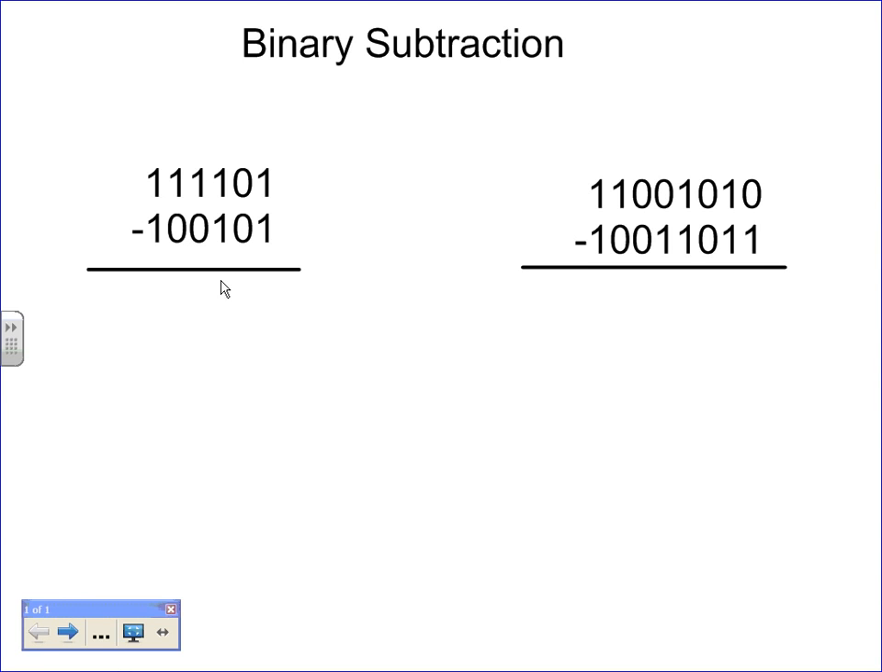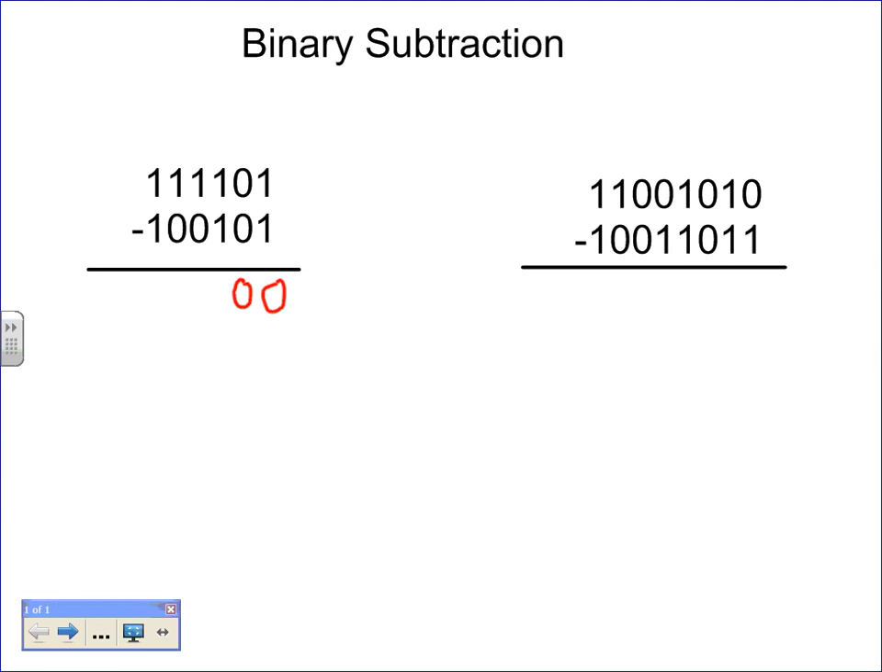So if we take a look at this first example, I know just by looking at it that the number above that I'm subtracting from is larger than the number I'm subtracting. And I can easily go through this number no problem. So I have 1 in the first ones column. I have 1 minus 1, and that's going to be a 0. 0 minus 0 is 0.